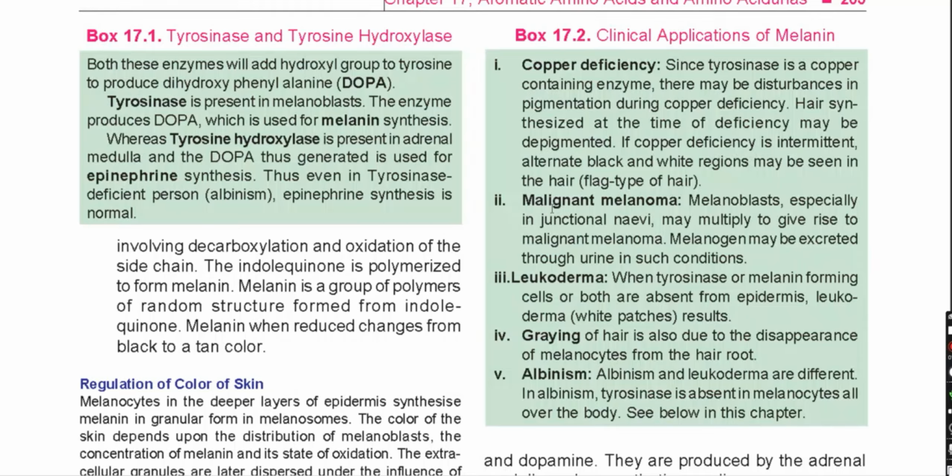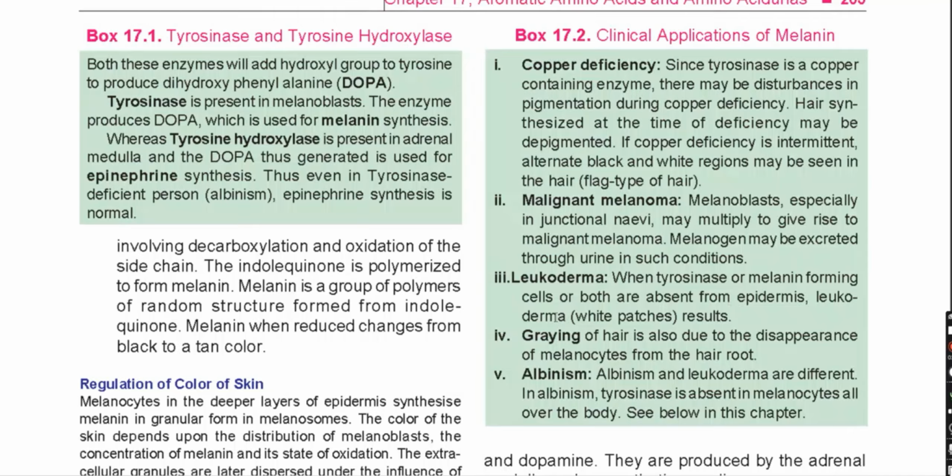Now, malignant melanoma: melanoblasts, especially in the junctional region, may multiply to give rise to malignant melanoma. Or leukoderma will be found when tyrosinase or melanin forming cells are both absent in the epidermis, then leukoderma or white patches will result. And sometimes we see everywhere that leukoderma is present in some human beings.